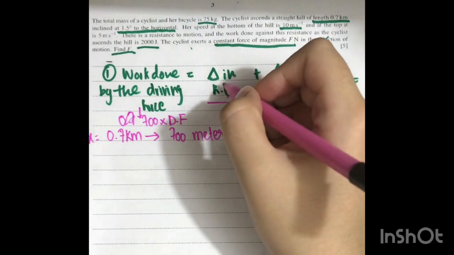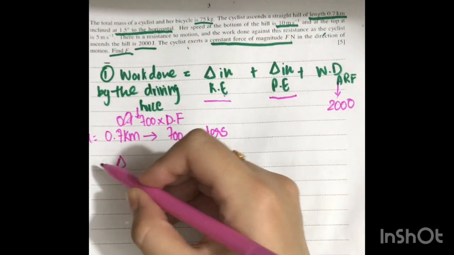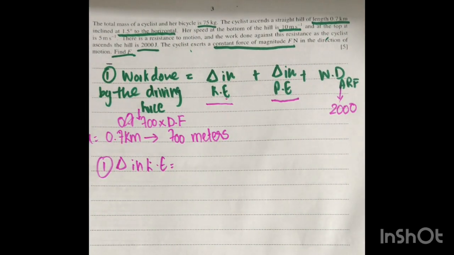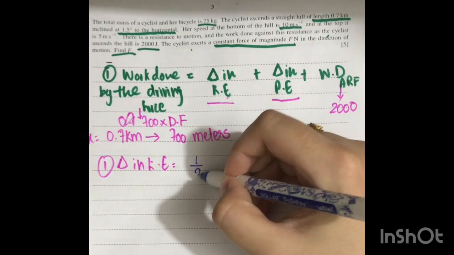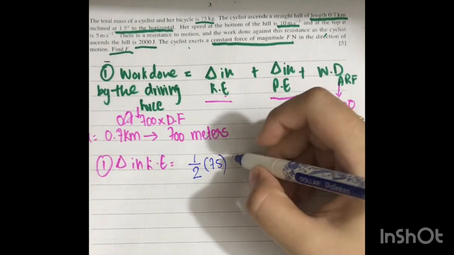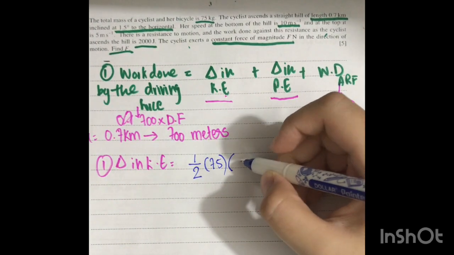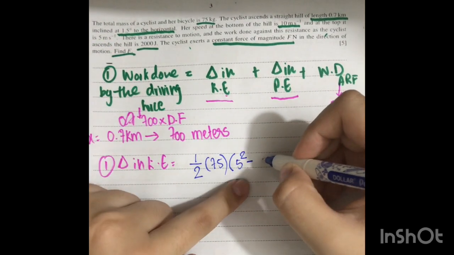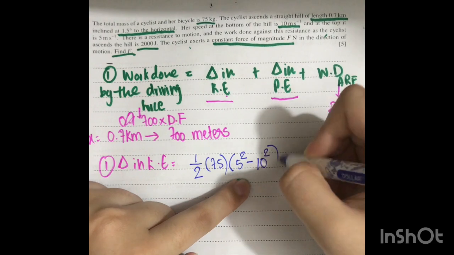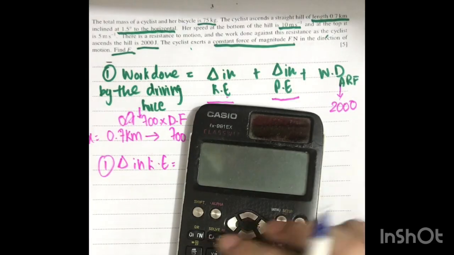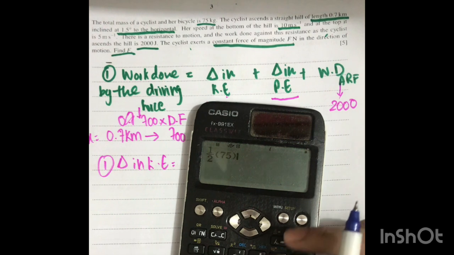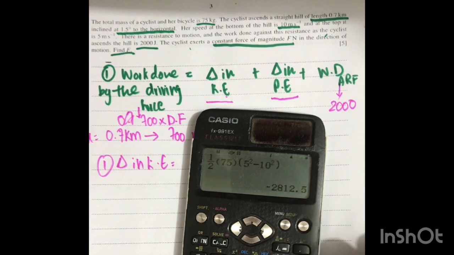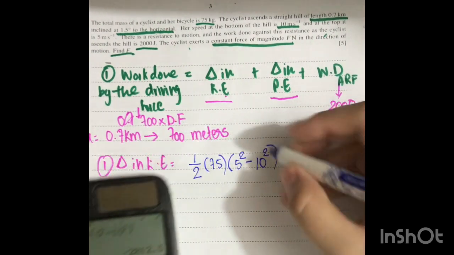So first let's find the change in kinetic energy. An easy formula is half multiplied by the mass, which is 75, multiplied by the final speed, which is 5 meters per second squared, minus the initial speed, which is 10 squared. So this is negative 2812.5.